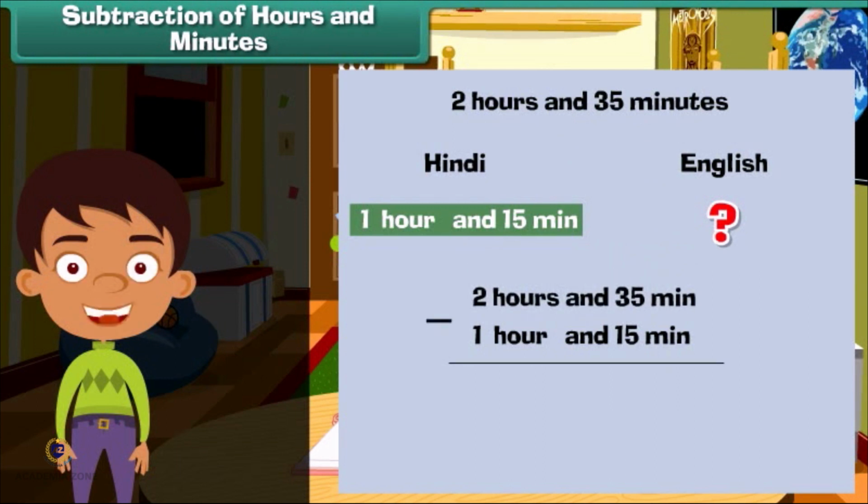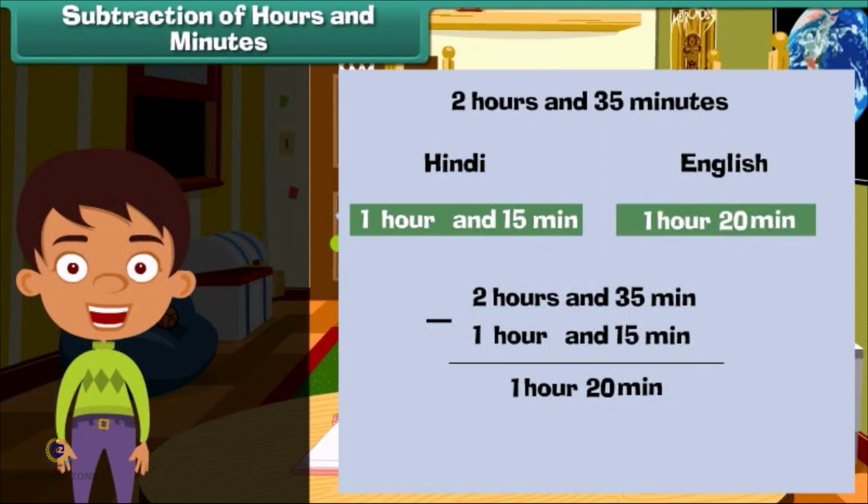First, subtract the minutes. 35 minus 15 is 20 minutes. Now subtract the hours. 2 minus 1, that is 1 hour. So Latika took 1 hour and 20 minutes to complete her English homework.